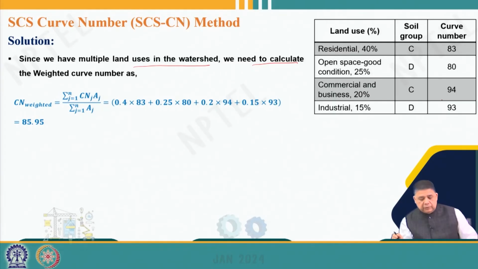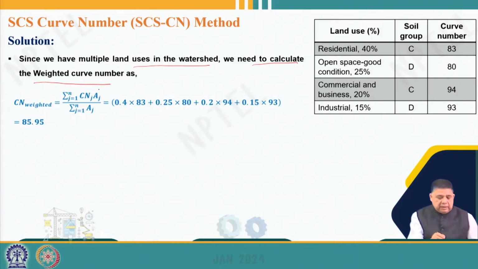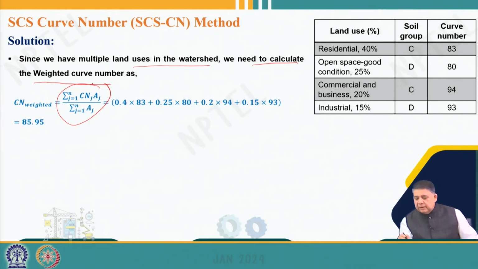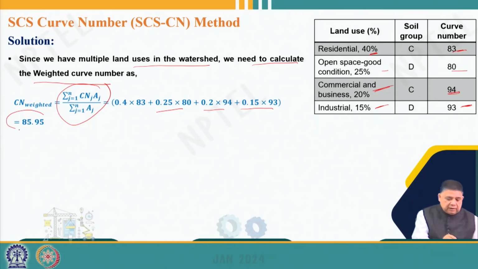here the same table is reproduced with different curve numbers. So, we have to obviously use the weighted curve number and the same formulation which we used for runoff coefficient earlier, a similar formula we have to use. So, of course, it is already given in percents. So, 0.4 into 83, that is the value for residential area, 0.25 into 80 for open spaces, 0.2 into 94 which is for commercial and business, and 0.15 which is 15% area, that is 0.15 into 93 which is for industrial area. So, we get weighted curve number of 85.95.